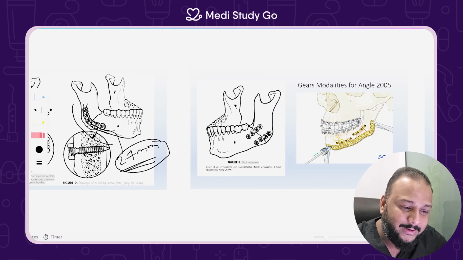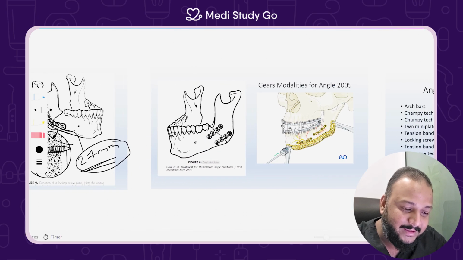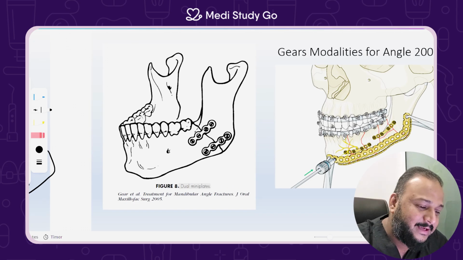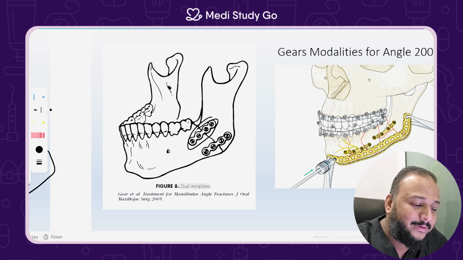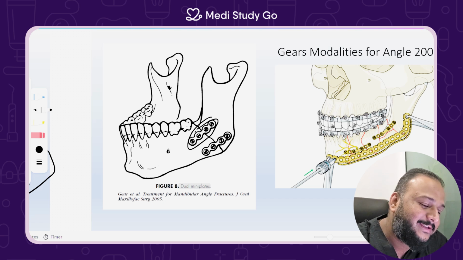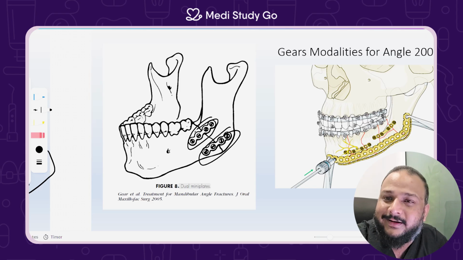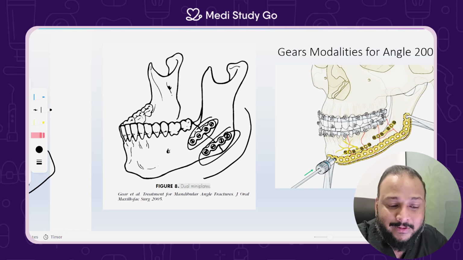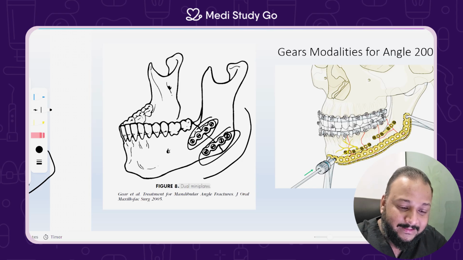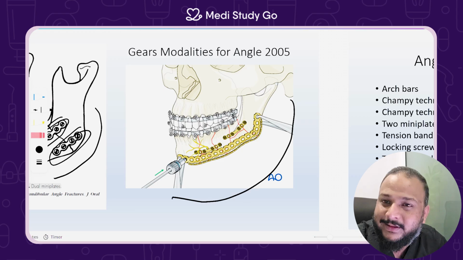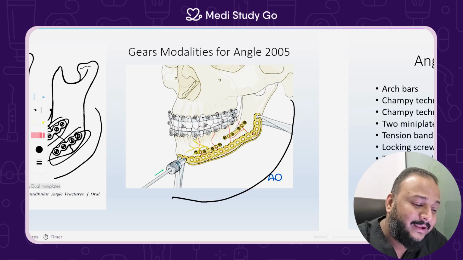All right. The next modality which they have shown by Gair et al. is two Champy's plates. Look at this. Champy's plate number 1 through an intraoral approach on the lateral border of the ramus and the angle, and Champy's plate number 2 at the lower border of the mandible in the angle region through an extraoral approach. And finally, the biggest one, a complete transcervical incision where you open the neck, as you have seen in the previous lectures. You open the neck of the patient through a transverse cervical incision.